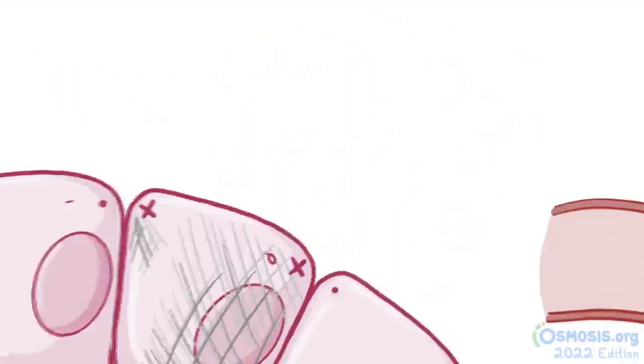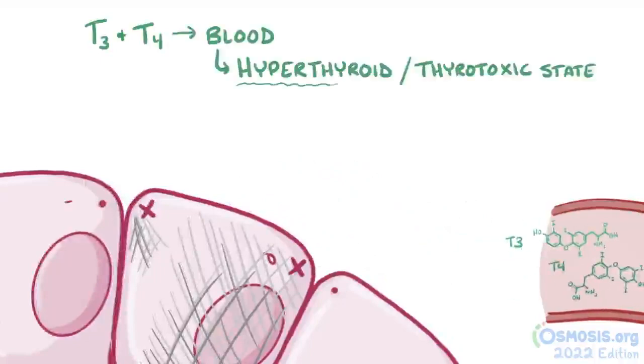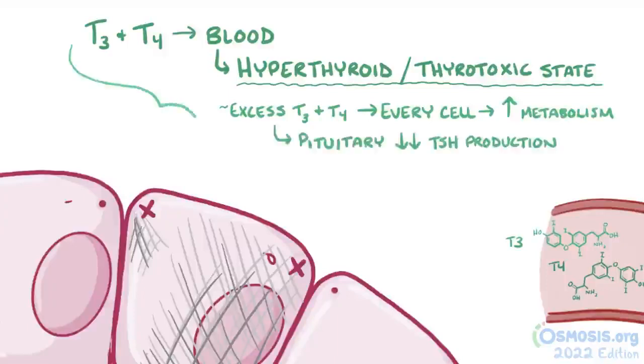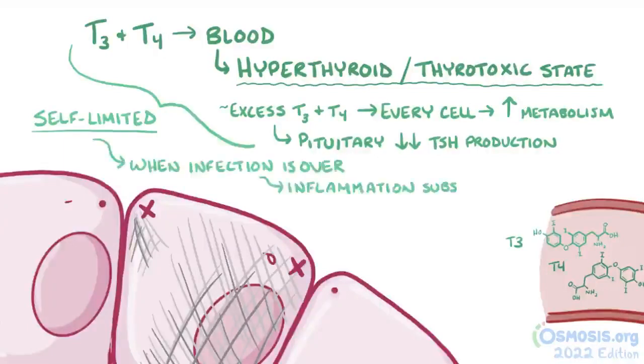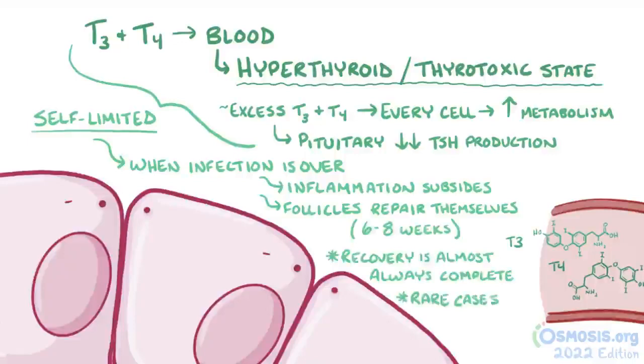At first, as the follicles get destroyed, T3 and T4 spill out into the blood, creating a transient hyperthyroid or thyrotoxic state. Excess T3 and T4 reaches every cell in the body and speeds up its metabolism. Because of the high levels of T3 and T4, the pituitary gland decreases its TSH production. The good thing is that the process is self-limited in most cases, meaning that as soon as the viral infection is over, inflammation subsides on its own, so the thyroid follicles start repairing themselves and restoring their normal function. This might take 6 to 8 weeks or a bit longer, but recovery is nearly always complete. In rare cases, the damage can't be repaired. In those situations, the loss of thyroid tissue causes a hypothyroid state.